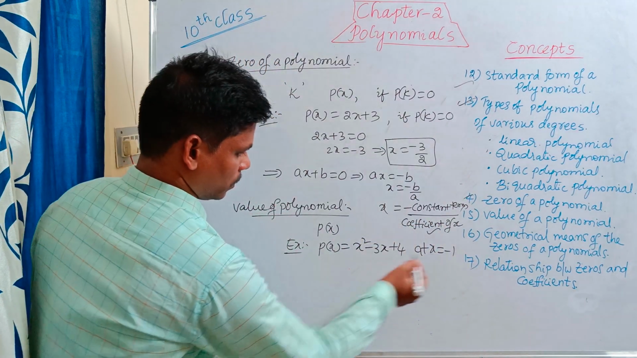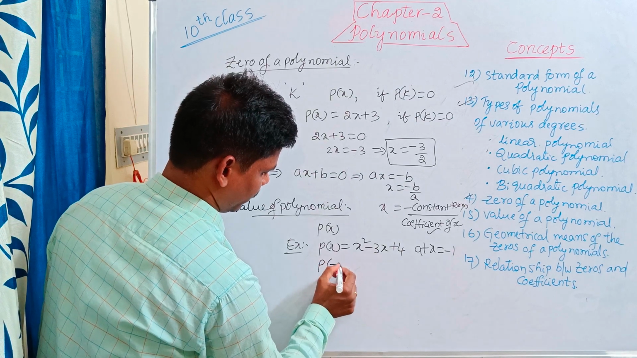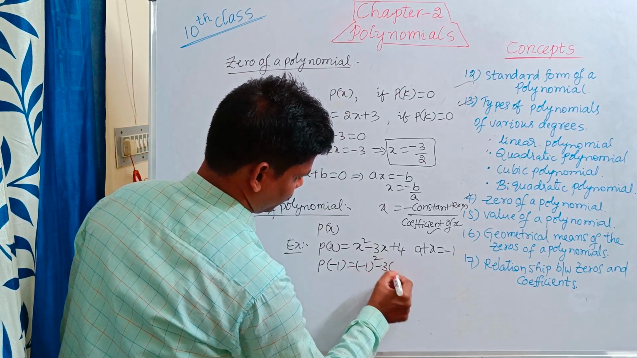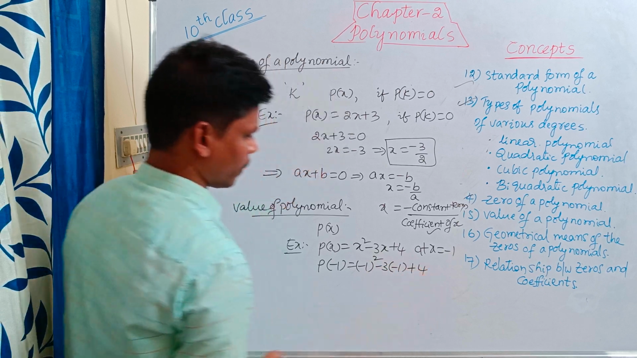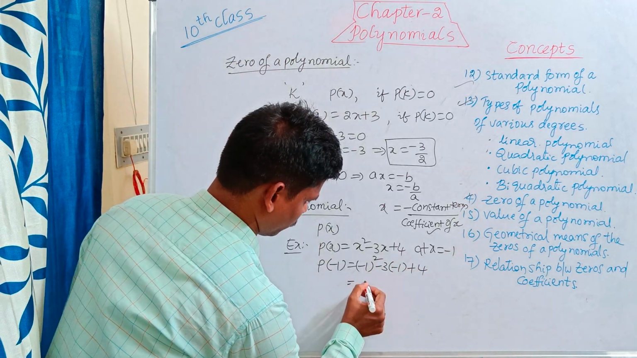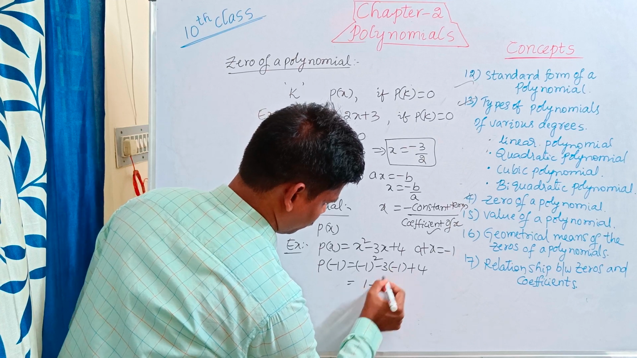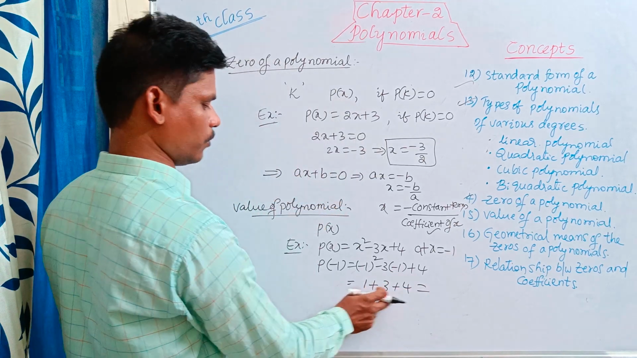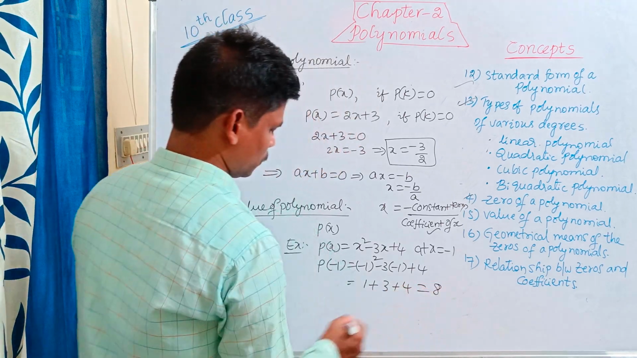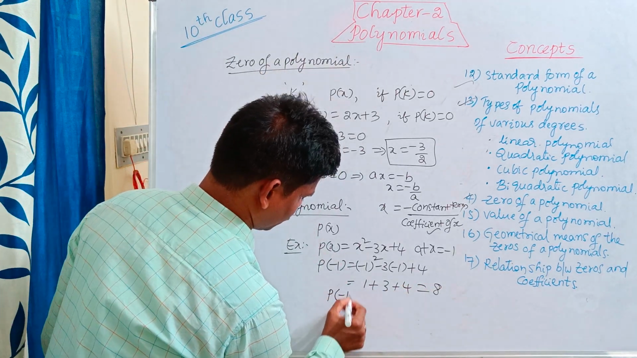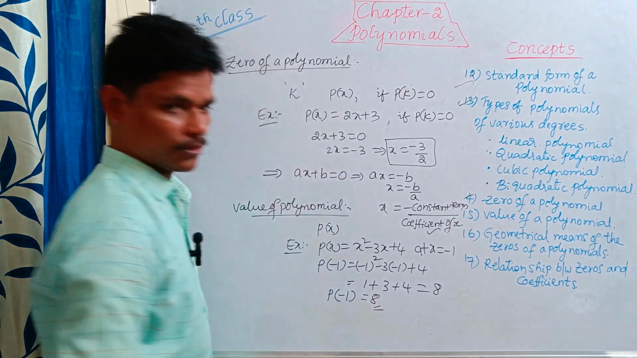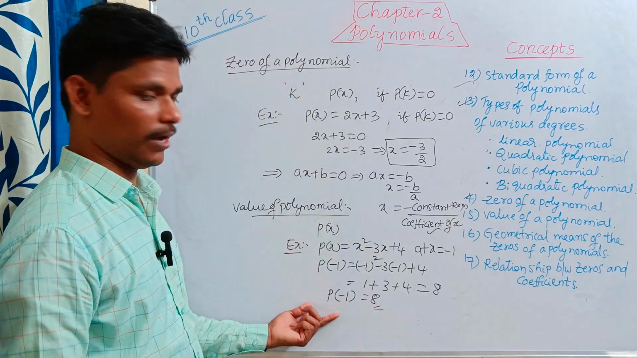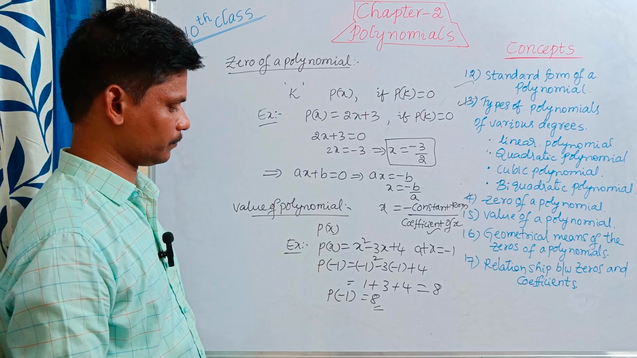So substitute: p of minus 1 is equal to minus 1 whole square minus 3 into minus 1 plus 4. Minus 1 whole square is 1, minus into minus gives plus 3, plus 4. That is 1 plus 3 is 4, 4 plus 4 is 8. So p of minus 1 is equal to 8. So the value of this polynomial is 8. That is the value of a polynomial.